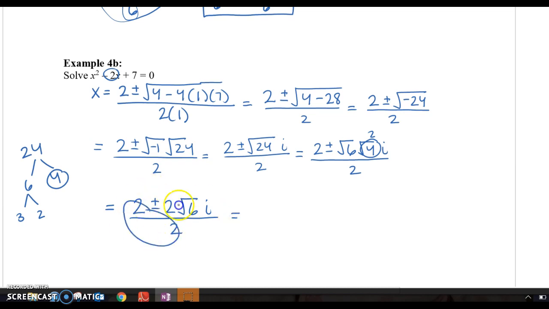Now split it: 2 over 2 is 1. Plus or minus, well, 2 over 2 is still 1, so those will actually cancel. So 2 root 6 over 2 is just root 6 times i. So it simplifies down pretty nicely.